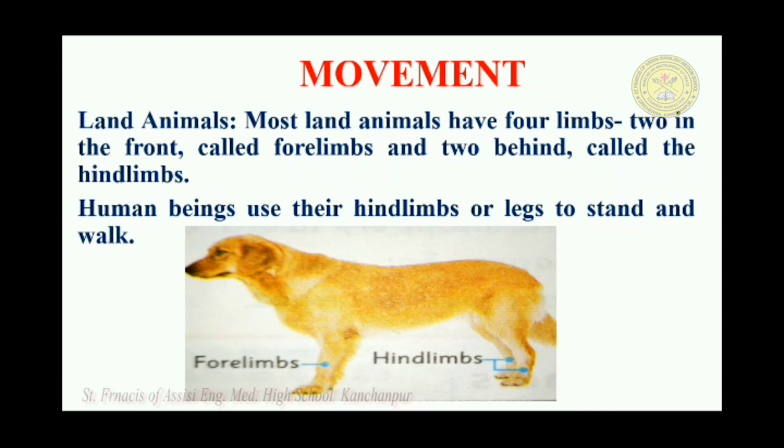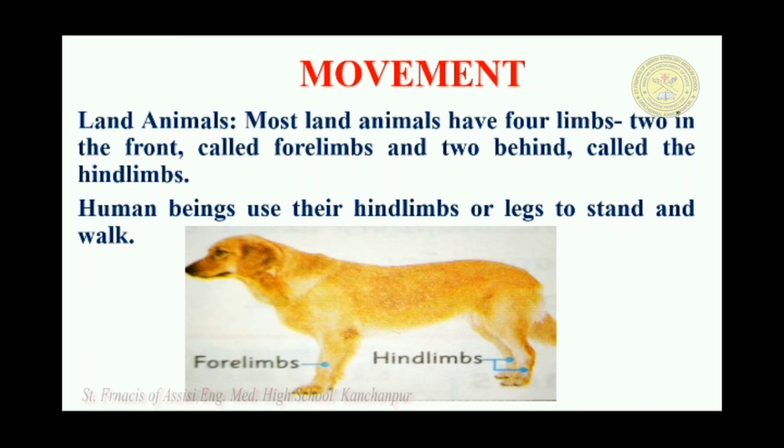Most land animals have four limbs, two in the front called forelimbs and two behind called hind limbs. Example: cats, dogs, horses, deer, etc. They have four limbs, two limbs in front called forelimbs, and two limbs at the back, that is behind, and they are called what? Hind limbs.